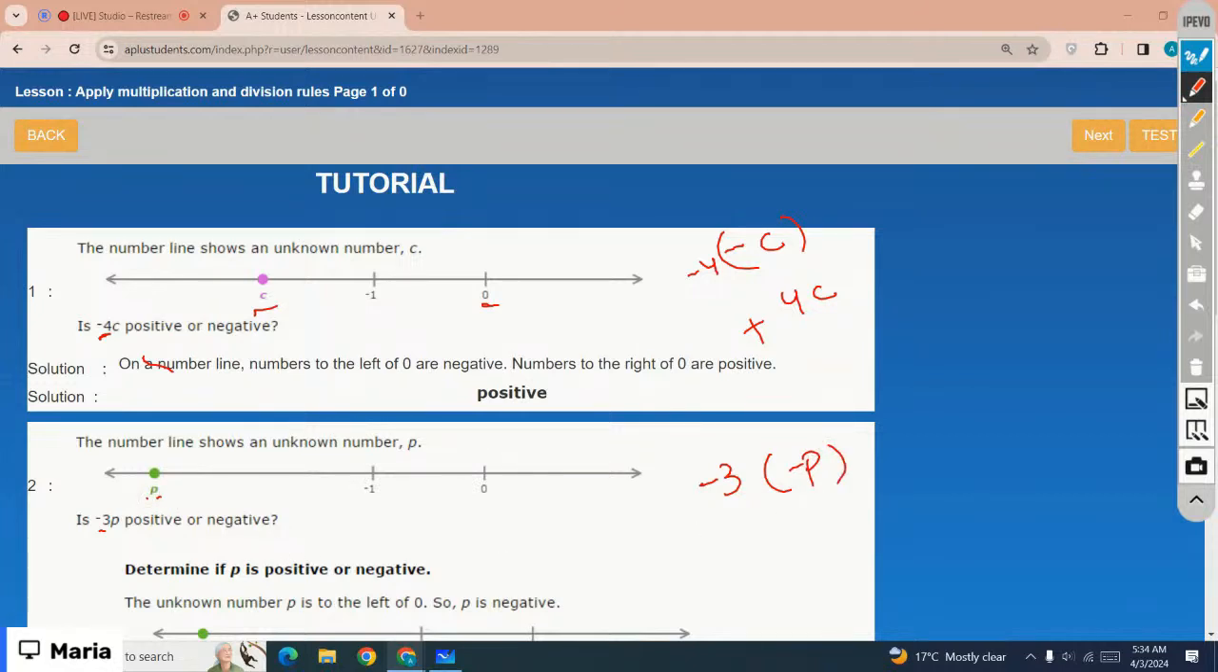When you multiply two negative numbers, the product is positive. That would be 3p, right? The correct option is 3p.